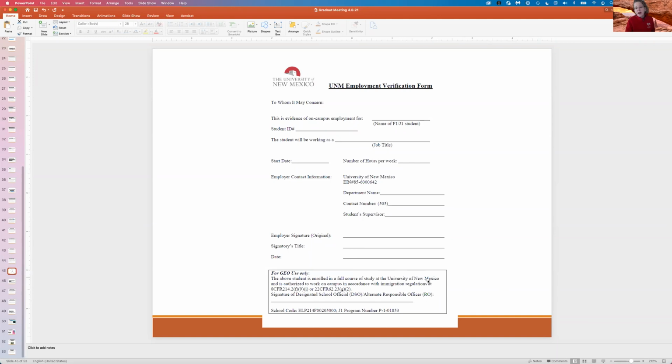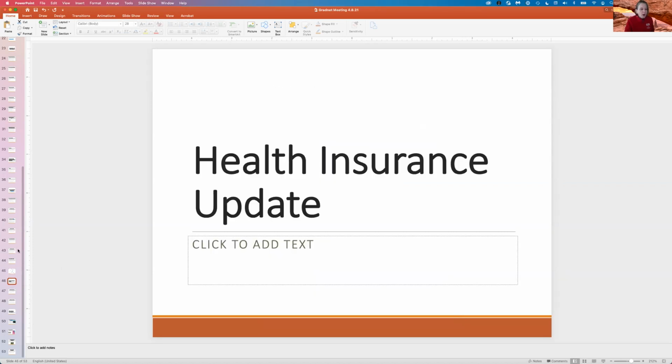So if you could provide those letters to us in advance for all of your incoming students, we can give them out when we do that check-in, and then they can schedule their appointment and go forward with getting the Social Security card. All right, a few more things on logistics for both current and incoming students.